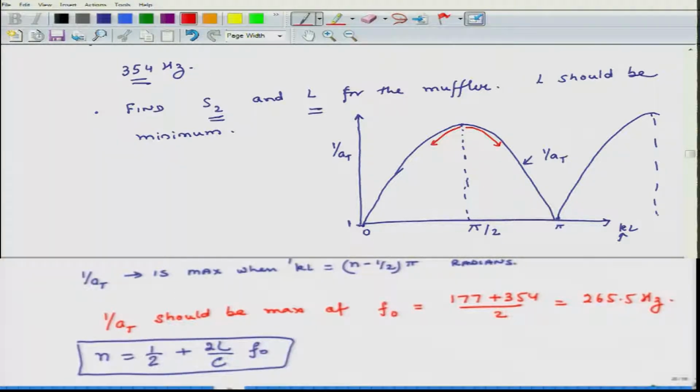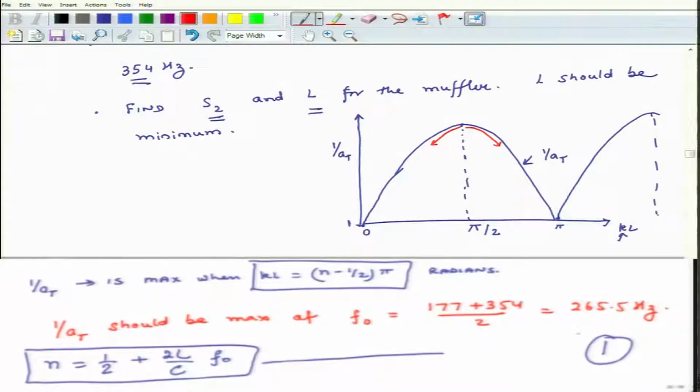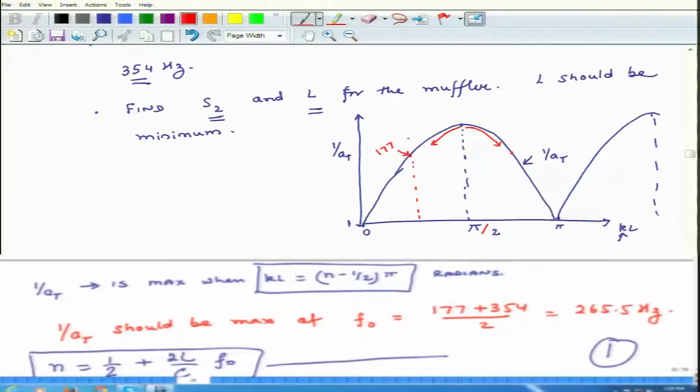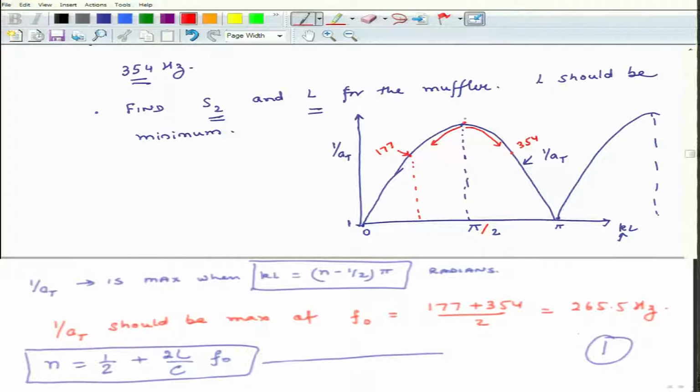We get this relation from basically this particular equation, and the only thing we are doing here is substituting K, which is 2 pi over lambda, and I am expressing lambda in terms of frequency F naught and C. If I make these substitutions, I get this relation, and let us call this equation 1. The peak points, pi by 2 or 3 pi by 2 or 5 pi by 2, should correspond to 265.5 hertz. And as I move away, this point could correspond to 177 and this point could correspond to 354 hertz, and the peak point should correspond to the midpoint, which is 265.5 hertz.